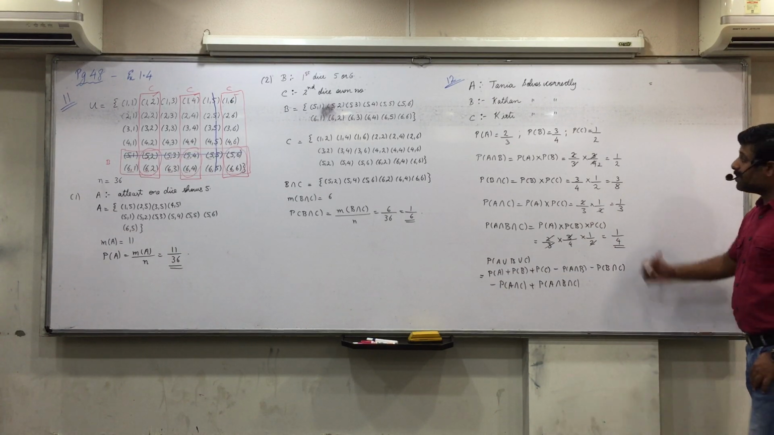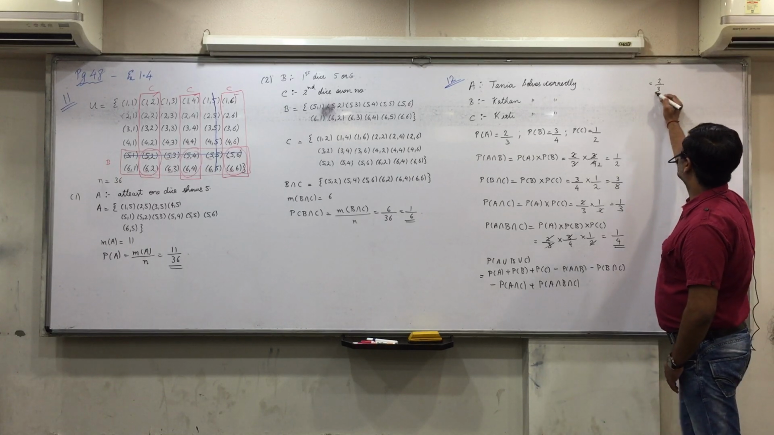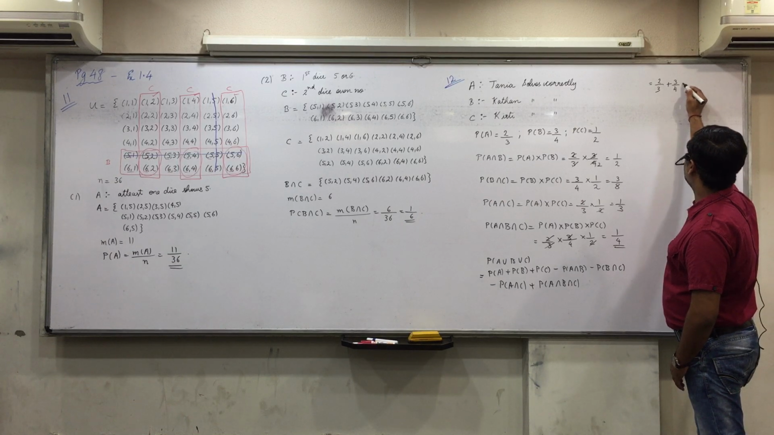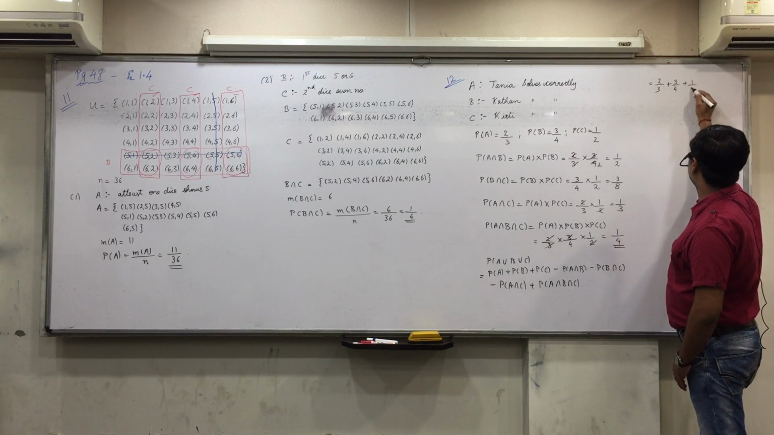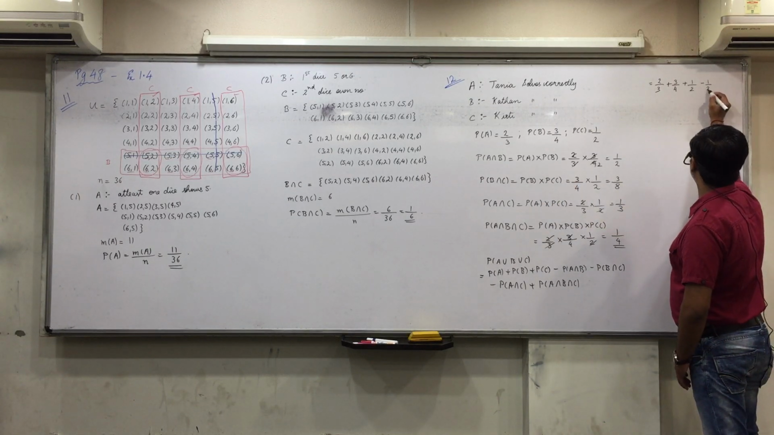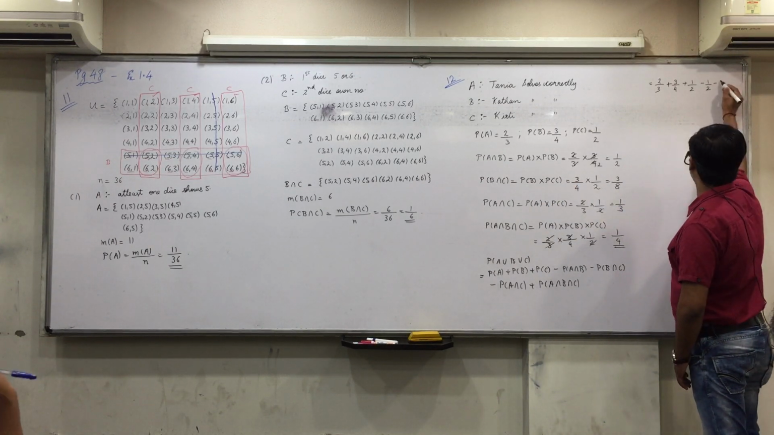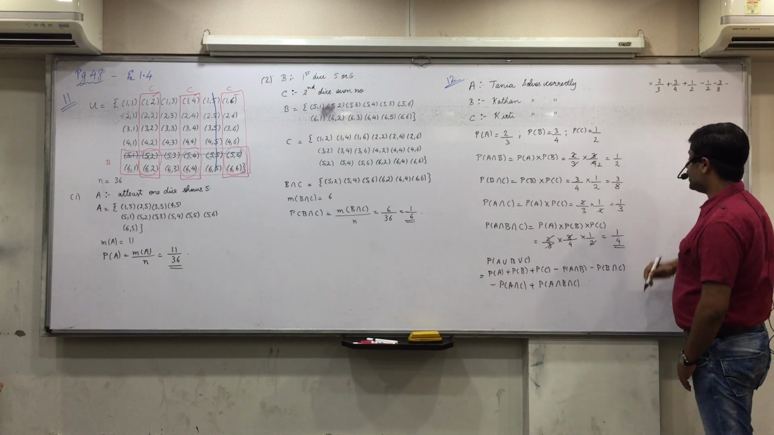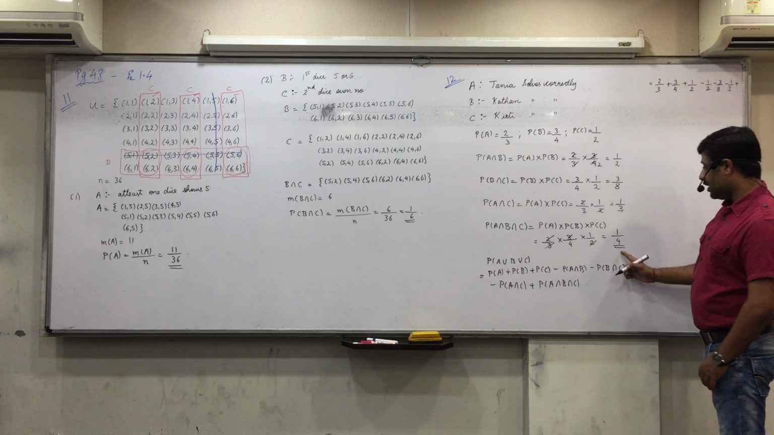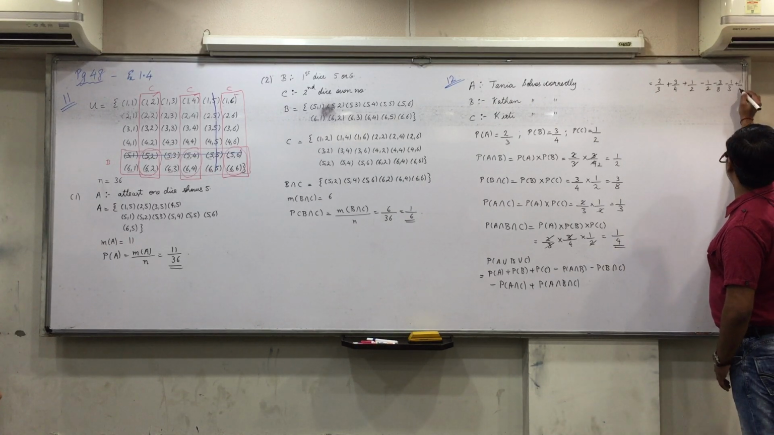Okay, now what is P(A)? 2 by 3. P(B) 3 by 4, plus P(C) 1 by 2, minus A intersection B 1 by 2, minus B intersection C 3 by 8, minus A intersection C 1 by 3, plus A intersection B intersection C 1 by 4.